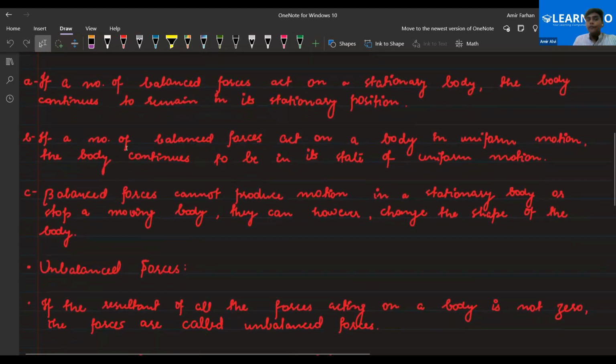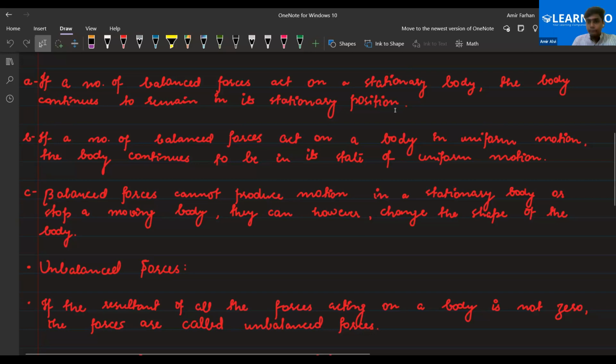Okay. If a number of balanced forces act on a stationary body, the body will remain in its stationary position. It will not move at all. Clear, everyone? That body will not move at all, because the forces are balanced and cancelling each other. That's why the body will not move at all. Is this clear to all of you? Yes, sir.